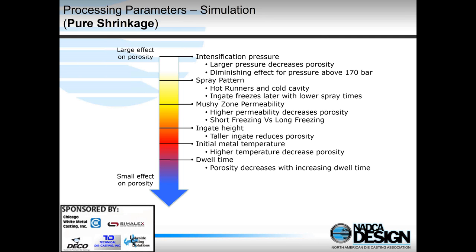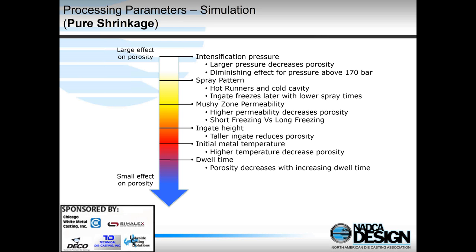Here we're initially looking at shrinkage. This shows the effect of different parameters, from the top, which has the biggest effect, to the bottom, only having a small effect. If we look at the top first, intensification pressure, as we talked about before, I can increase this, I can push more liquid into the cavity to feed the shrinkage and dramatically reduce porosity. So intensification can have a large impact on reducing shrinkage porosity.